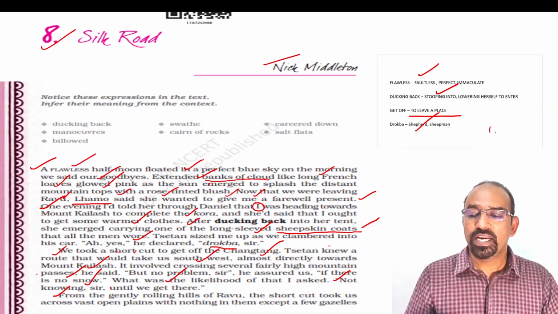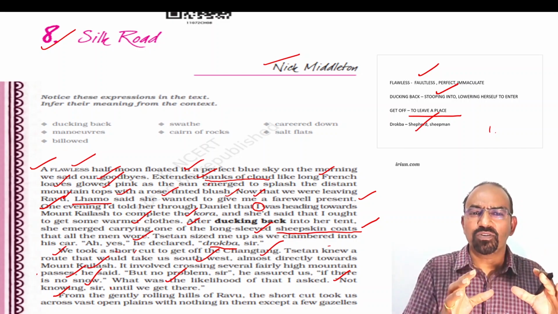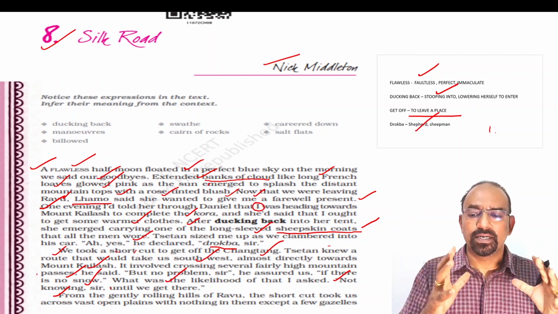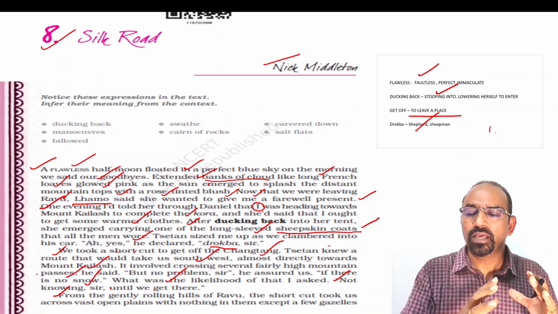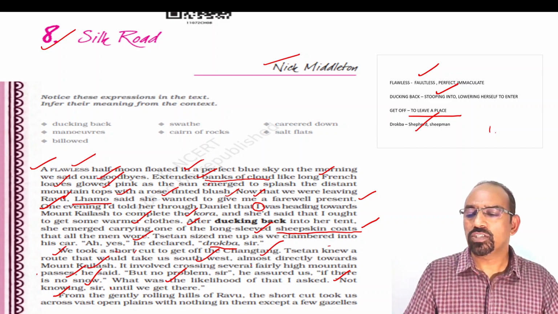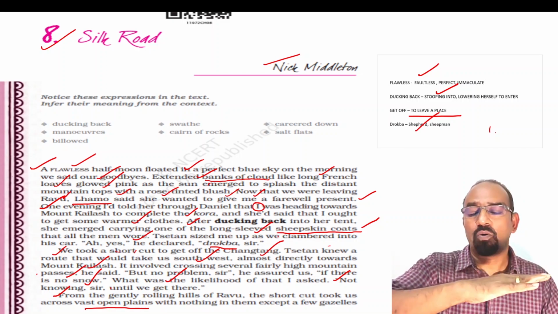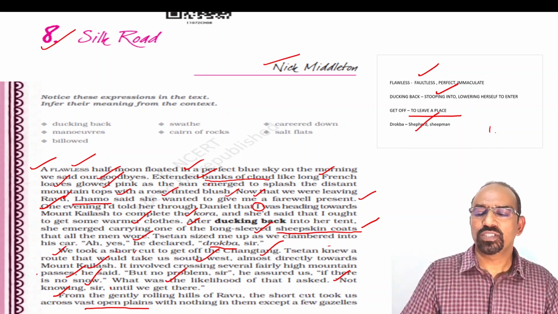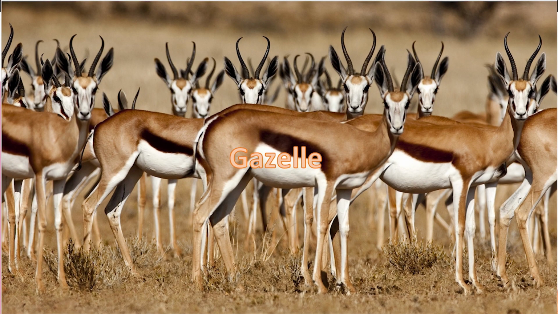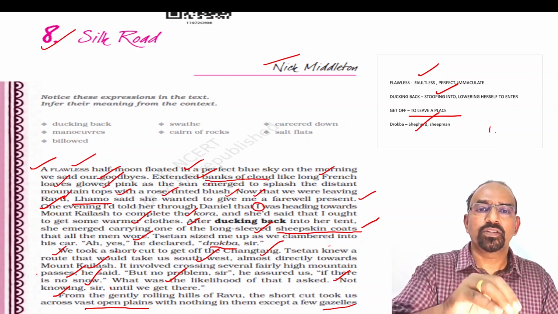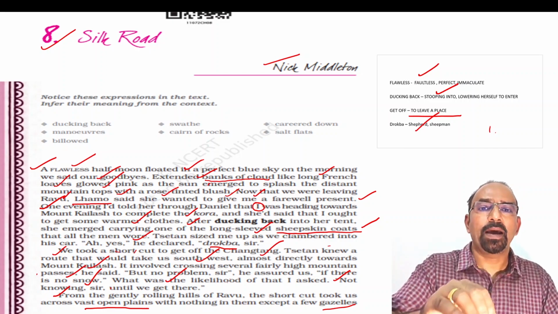From the gently rolling hills of Rau, the town of Rau had gently rolling hills. It is beautiful, no mountain-like things were there, only the rolling hills. The shortcut took us across the vast open plains. First, the shortcut took them to vast open plains. Nothing was there except a few gazelles. Gazelles are the normal animal, that deer-like animal grazing around there. Without that, nothing could be seen on the first lap of their journey.